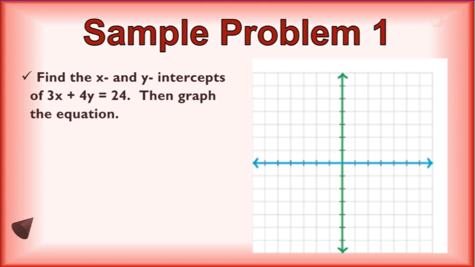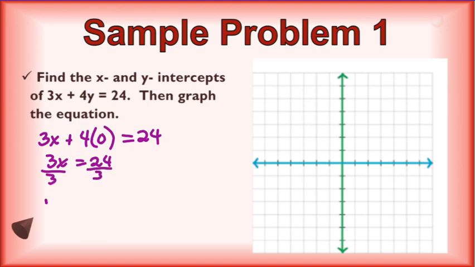So to find the x, I need to put 0 in for y. So that means I now have 3x equaling 24. To get x by itself, I divide by 3. x has to equal 8. That means my coordinates would be x is 8, y is 0.